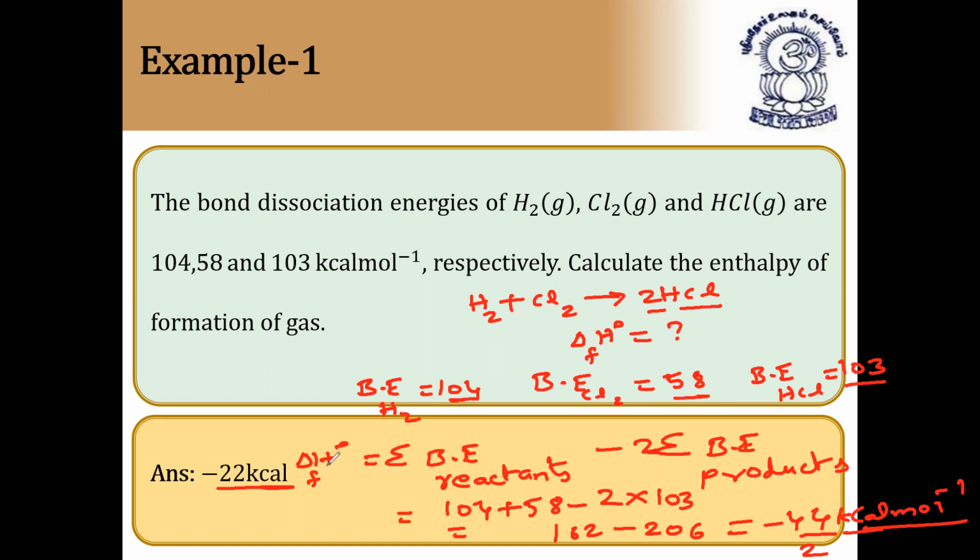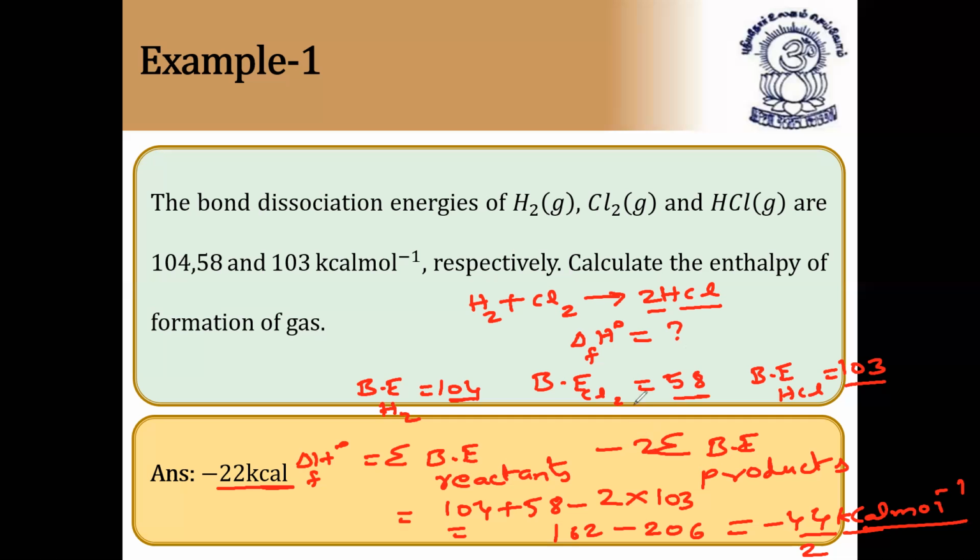So sigma delta heat of formation of reactants is equal to heat of formation of a reaction when bond enthalpies are given. See here, whenever they have given bond enthalpies, we can write sigma bond enthalpy of reactants minus 2 into sigma bond enthalpy of products. Why 2? Because here 2 moles of HCl is formed. So that's why I have taken 2 into. Otherwise, simply you can use the formula sigma bond enthalpy of reactants minus sigma bond enthalpy of products.